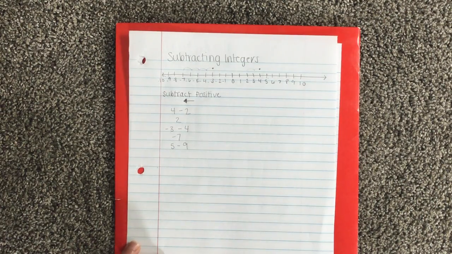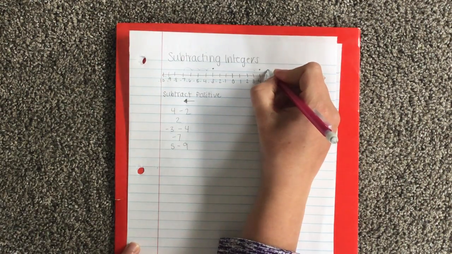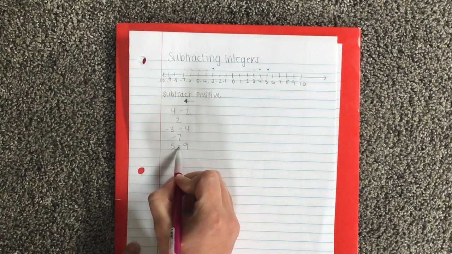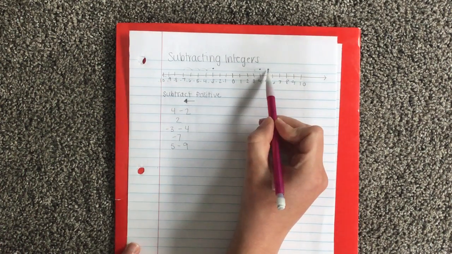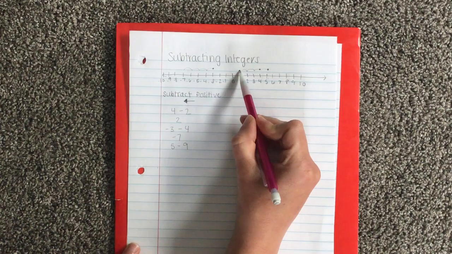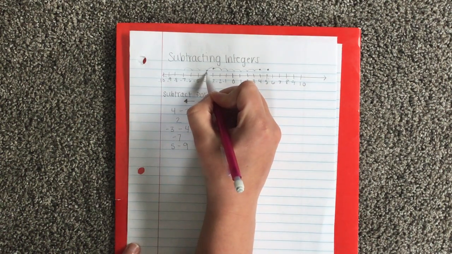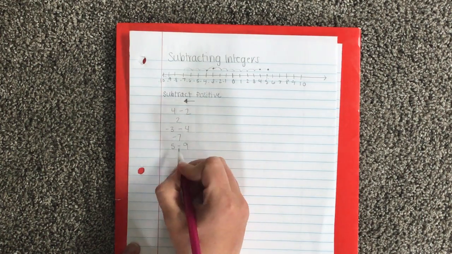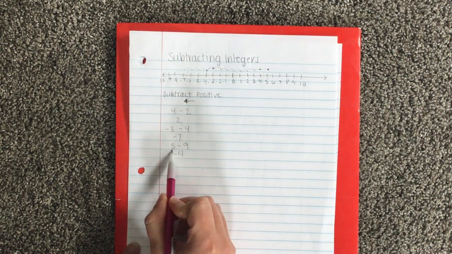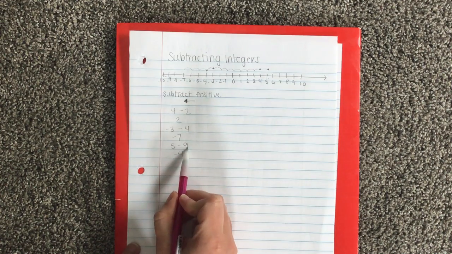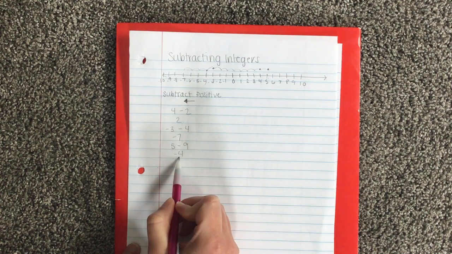So you're going to start at positive 5, and you're going to subtract a positive number, so you're going to go to the left. 1, 2, 3, 4, 5, 6, 7, 8, 9. Wherever you land, this is where I landed, that's your answer. Started with $5, but I owe someone $9, so I still need to pay $4.